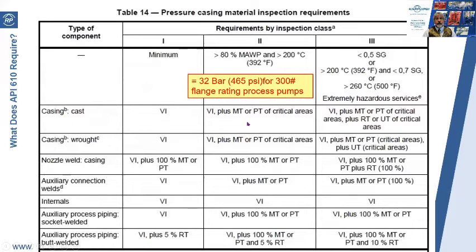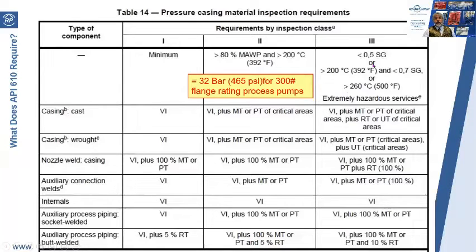On a simple OH2 or BB2 casting, some consider it to be just where the casting risers occur. Going back to this slide, we see wrought is much the same: visual plus magnetic particle and LPE. The nozzle welds, so on a VS6 pump, 100% MPE or LPE. Auxiliary connection welds, mag particle and LPE. Internals visual. The auxiliary process piping, that's your vents and your drains, LPE. And if it's a butt welded auxiliary piping, a bit of radiography in there as well.